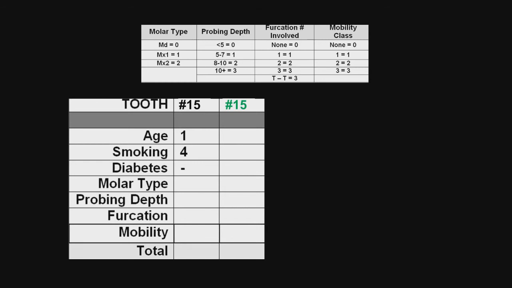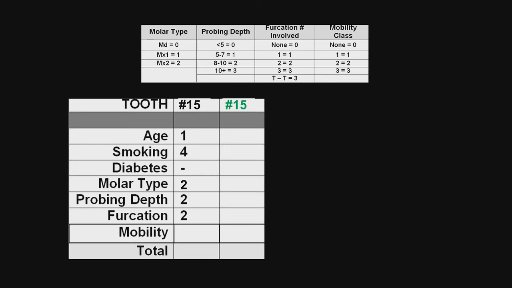Now we come to the other 4 factors: molar type, probing depth, furcation involvement, and mobility. Now, with molar type, we know that the maxillary second molar has the poorest prognosis in the mouth, so that scores a 2 because we're scoring number 15. The probing depth you see here is a 2. We look at a 2 and we see probing depths are in excess of the 8 millimeter range, again confirming that we're dealing with a severe periodontitis.